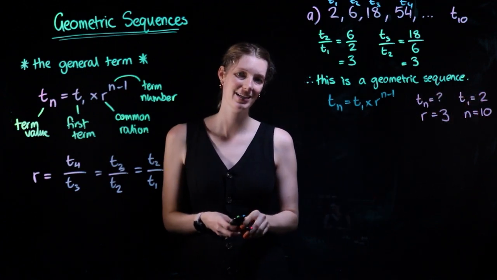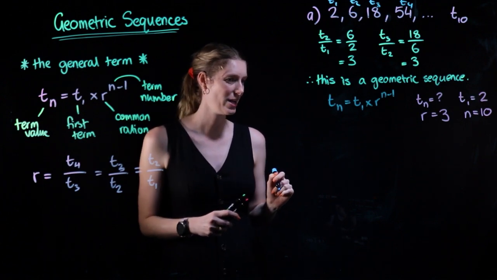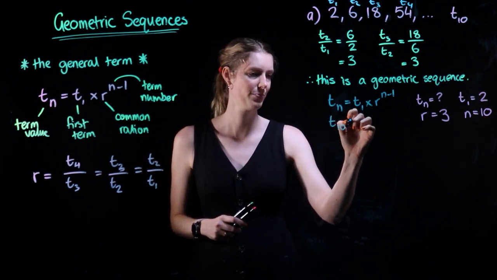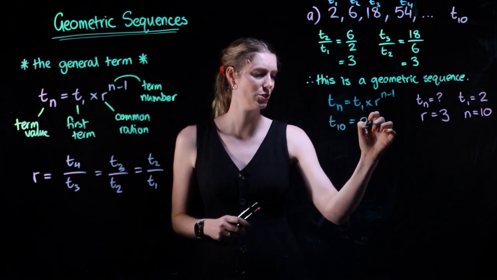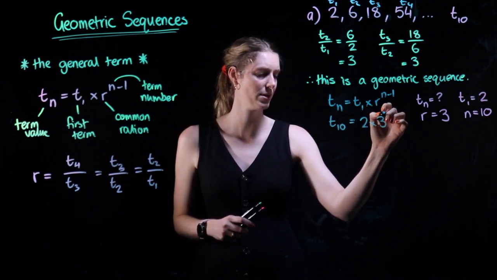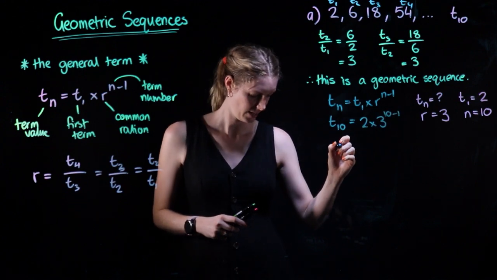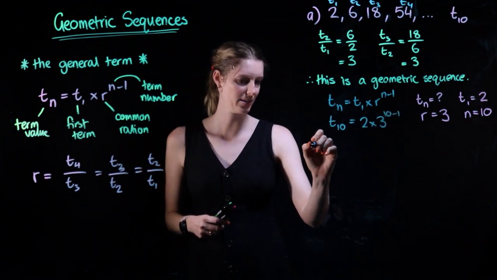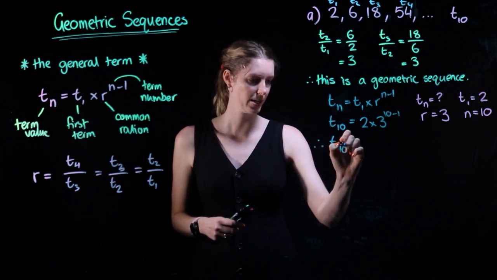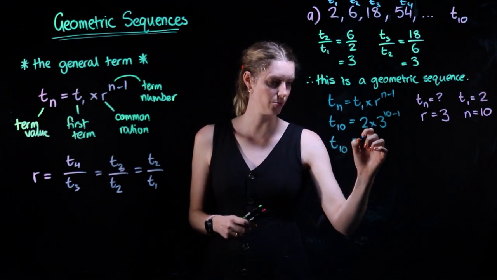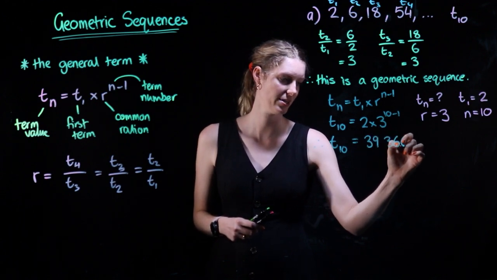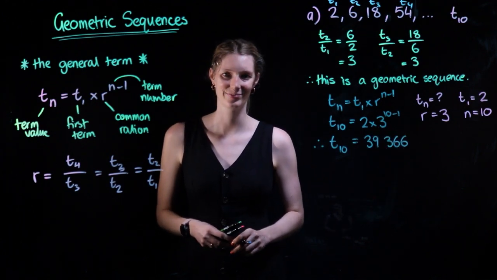So our Tn is unknown. So let's go ahead and substitute those values into our general term. Term 10 is 2 multiplied by 3 to the power of 10 take 1. So if we pop that into our calculators, we can see that term 10 equals 39,366.